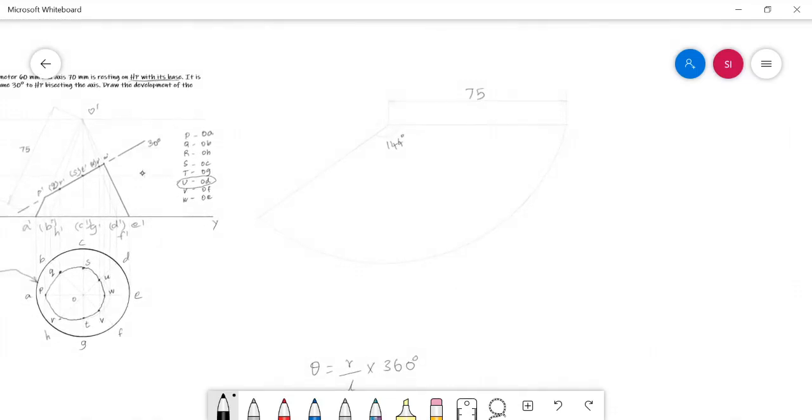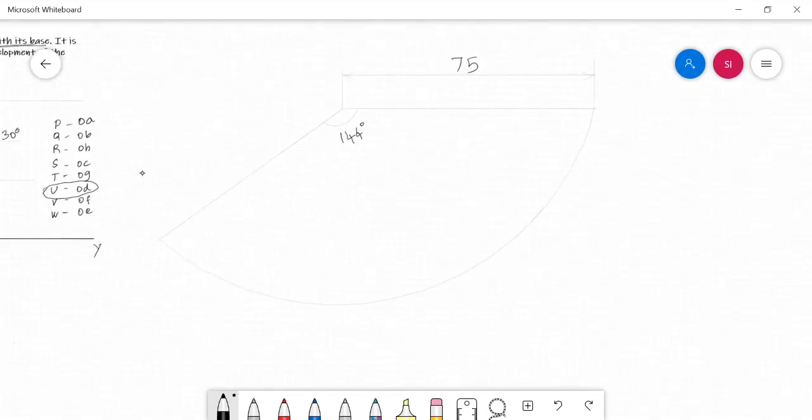And then I just developed the uncut cone. Hereafter, as usual, this sector has to be split into 8 equal parts.